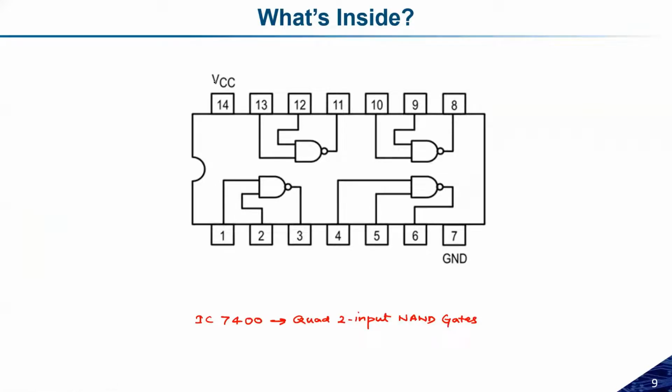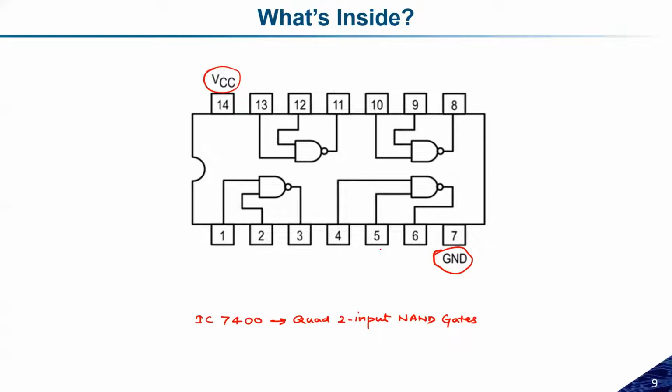If you see here, we have VDD or VCC at pin number 14. We are providing the VCC at pin number 14, and we are providing the ground at pin number 7. Now, we have 12 pins left, and because this is the quad 2 input NAND gate, 2 pins are required for the input and 1 pin required for the output. So that is how the internal structure looks like for the quad 2 input NAND gate logic.